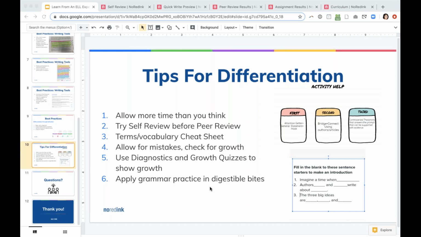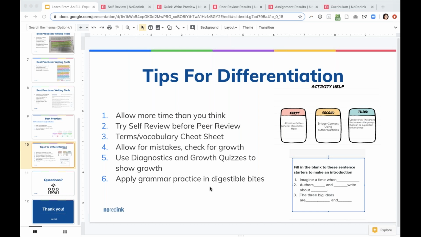It sounds obvious, but our ELL students, a lot of times they want to make it perfect, and so they're constantly asking me, well, can I have extra time? I mean, I just think I made a mistake here, and I'm constantly reassuring them that it's okay to make a mistake. I want to see what you can produce, and then the whole idea here is growth.